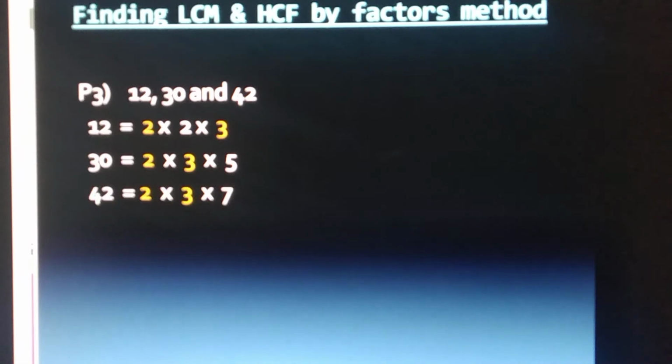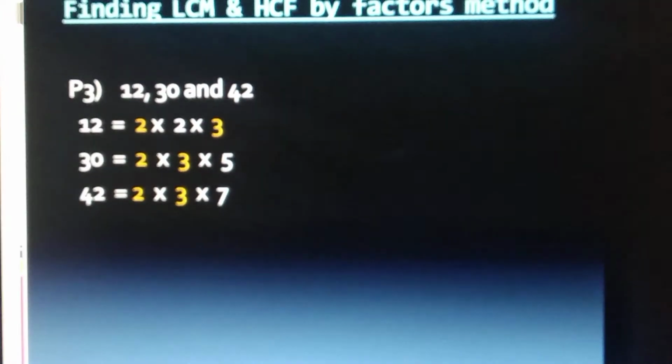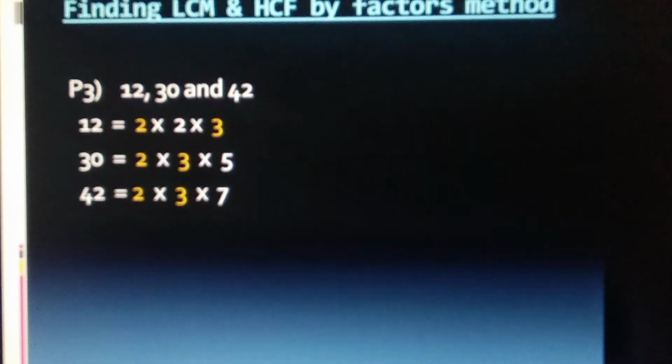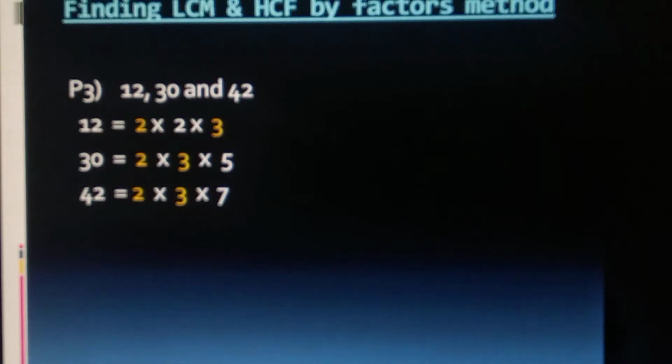3 into 7. After writing the prime factors of all these numbers, you underline common factors in all the three prime factorizations. You underline or circle. See here, all the three prime factorizations. The first one has two 2's, but the second one has only one 2. The third one has only one 2. So one 2 is common. So you need to underline one 2. So it is highlighted here with the yellow color.